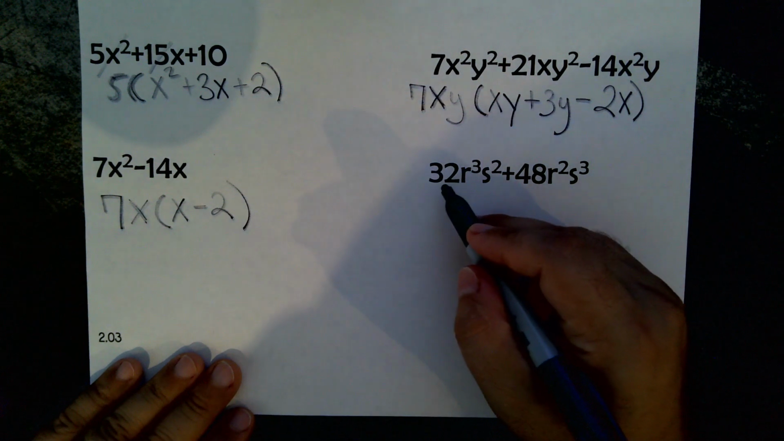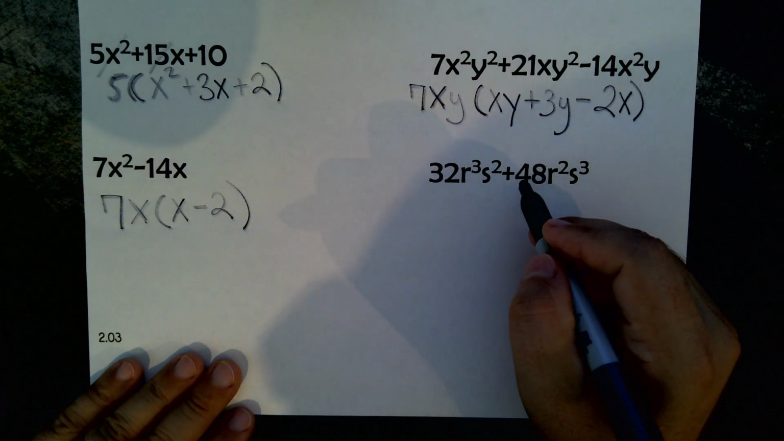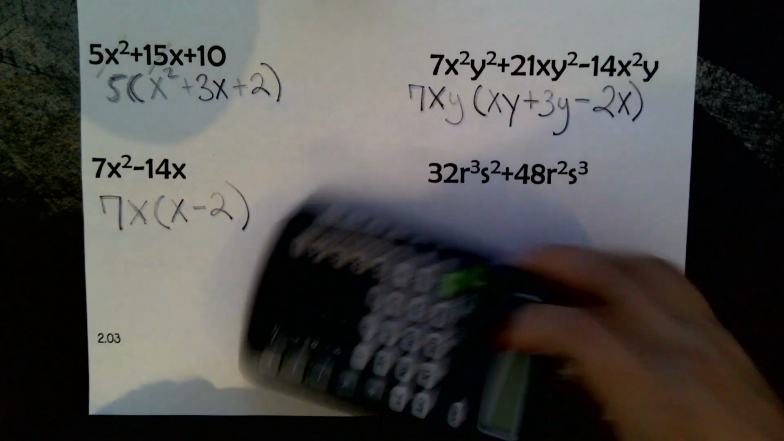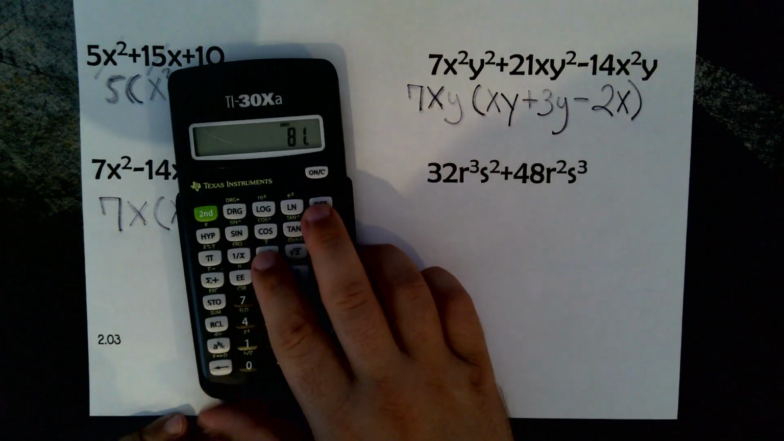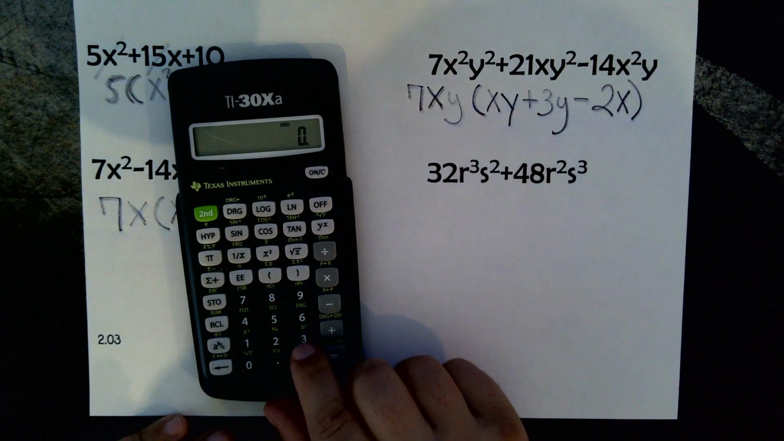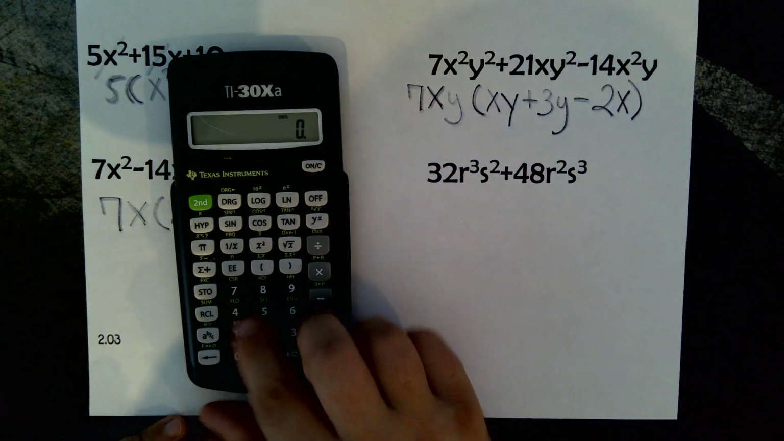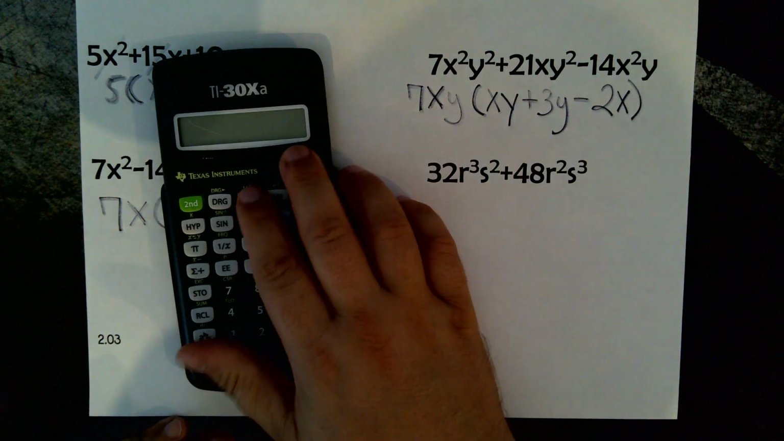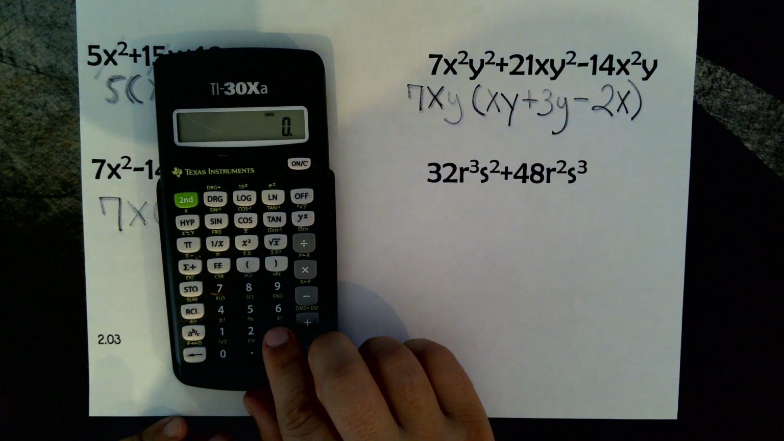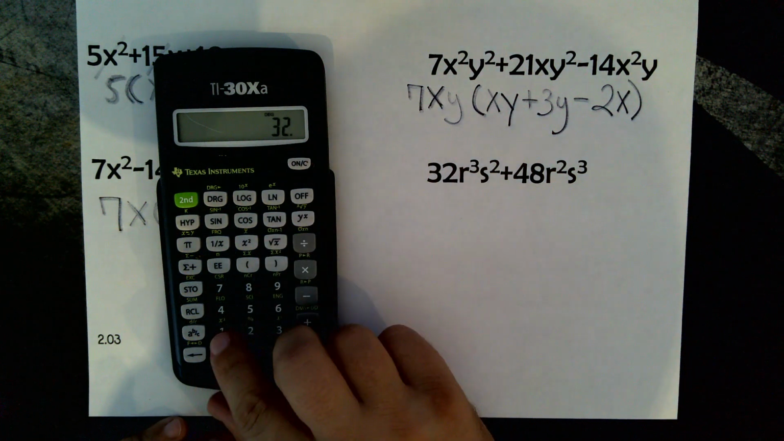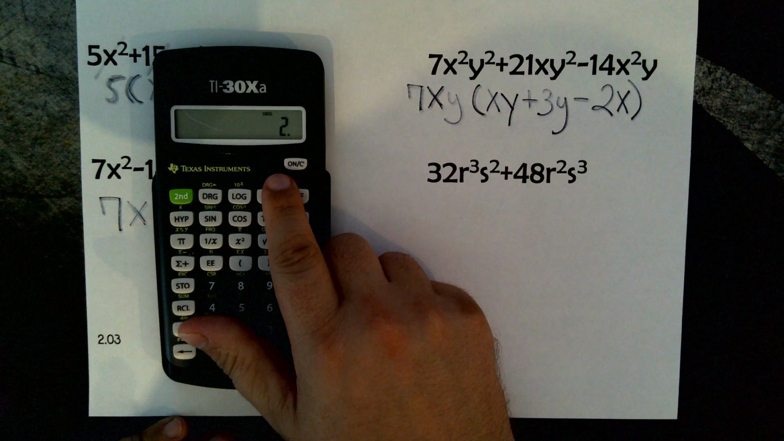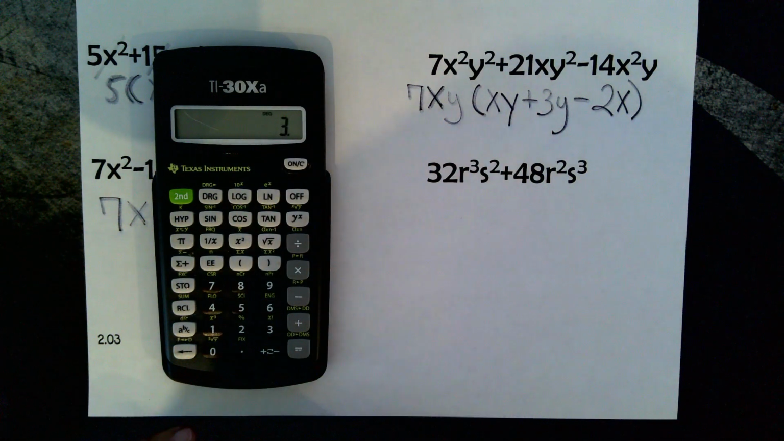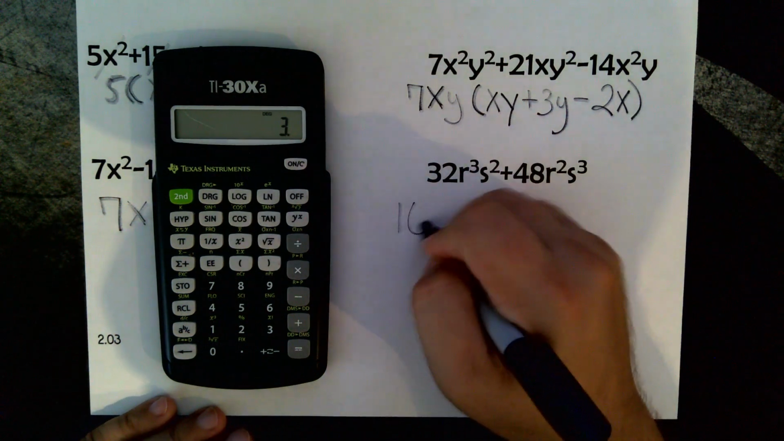Okay, and then last one, what can we pull out of 32 and 48? Do they have anything in common? These are a little bit bigger, and so you're going to have to just kind of guess and check. What can I pull out of 32? First off, let's see if 48 can get divided by 32. 48 divided by 32. No, 1.5. So what else can go into both? Let's try 16. 32 divided by 16. Yes, and 48 divided by 16. Yes, so 16 can go into both of them.